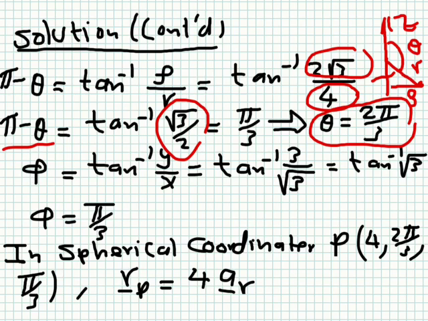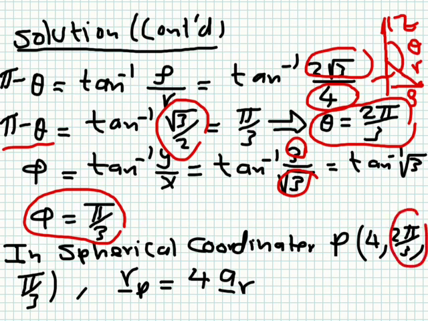Now phi, by definition from cylindrical coordinates, is the same as in spherical coordinates. It's inverse tangent of y over x. We already calculated y and x. y is equal to 3 and x is equal to square root of 3. This will give you inverse tangent of square root of 3, which is again equal to pi over 3. So in spherical coordinates, the point has three components: 4 is r, theta is 2 pi over 3 as shown here, and phi is equal to pi over 3. The position vector does not include theta or phi, and is simply equal to 4 a r only in this case.